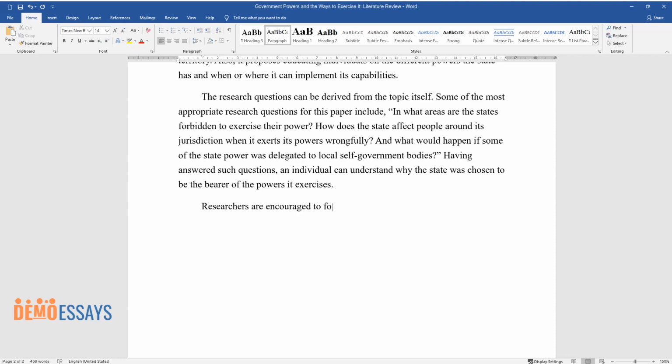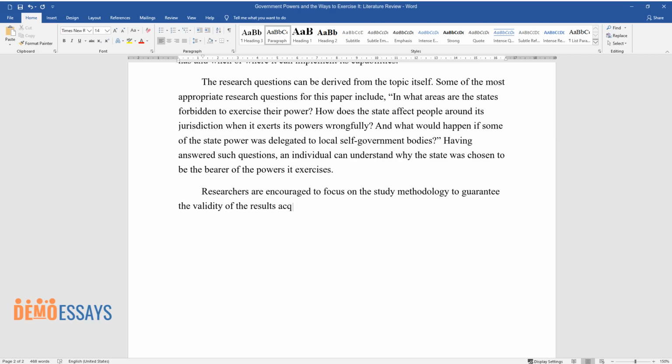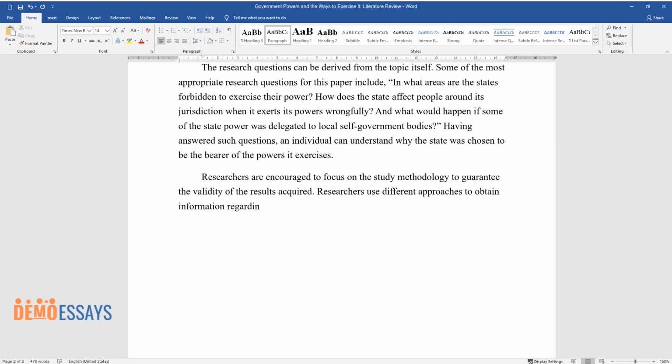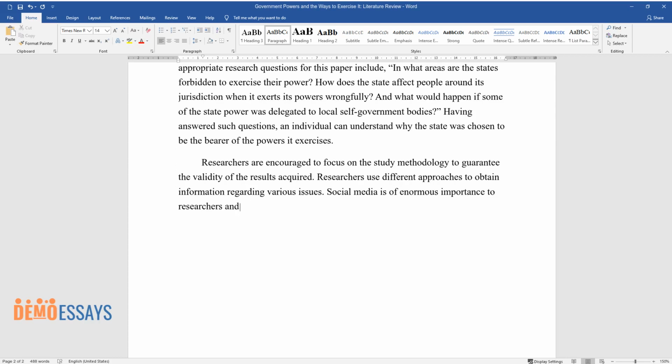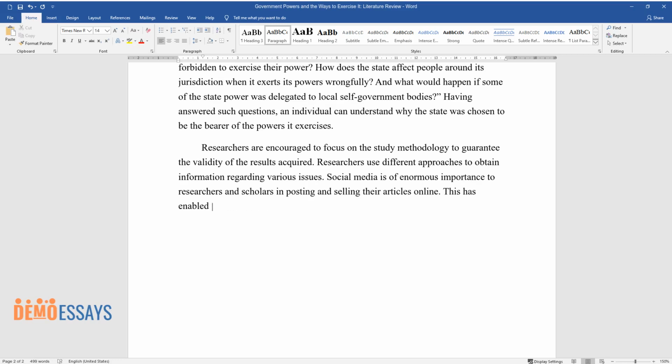Researchers are encouraged to focus on the study methodology to guarantee the validity of the results acquired. Researchers use different approaches to obtain information regarding various issues. Social media is of enormous importance to researchers and scholars in posting and selling their articles online. This has enabled these articles to receive a wide range of audiences from different nationalities.